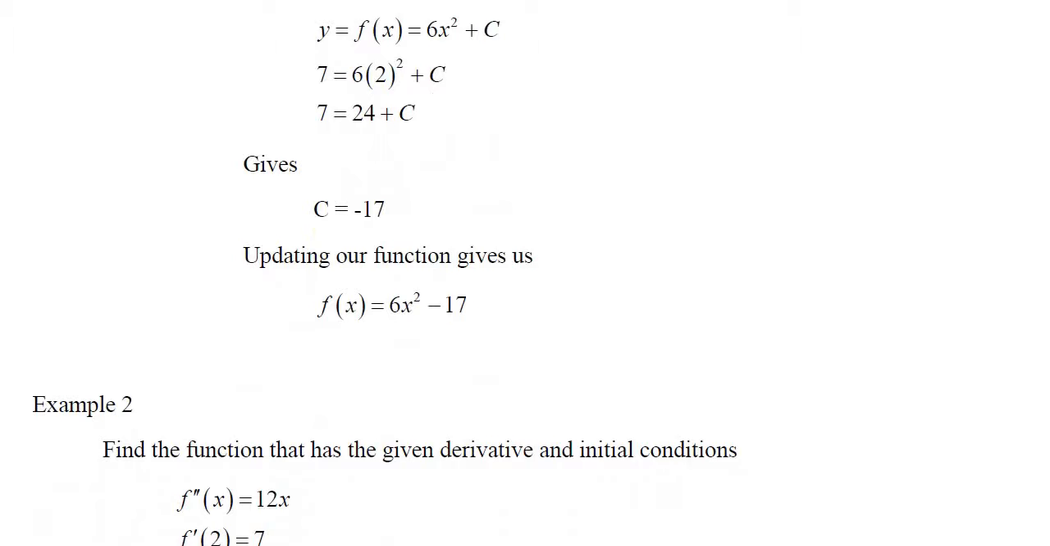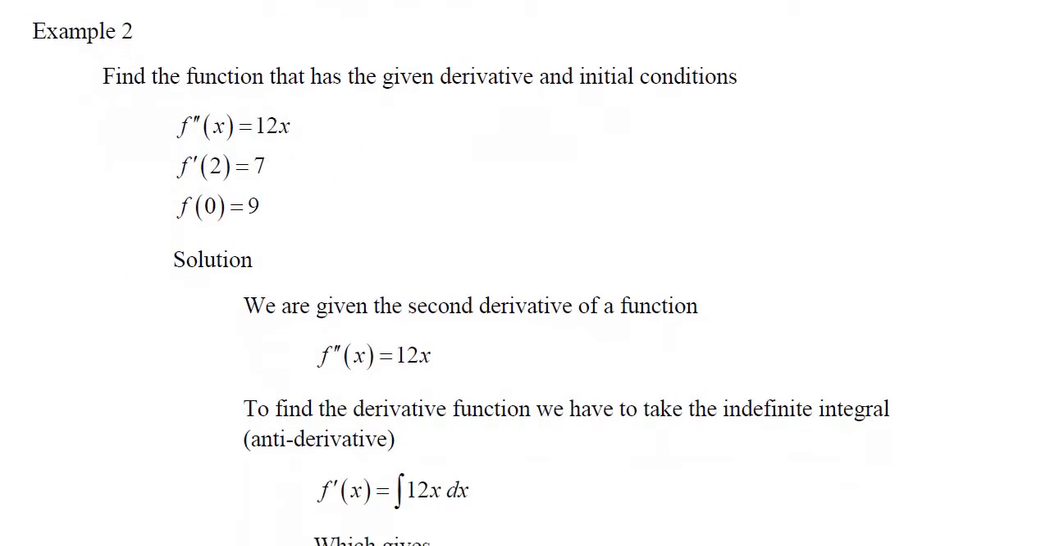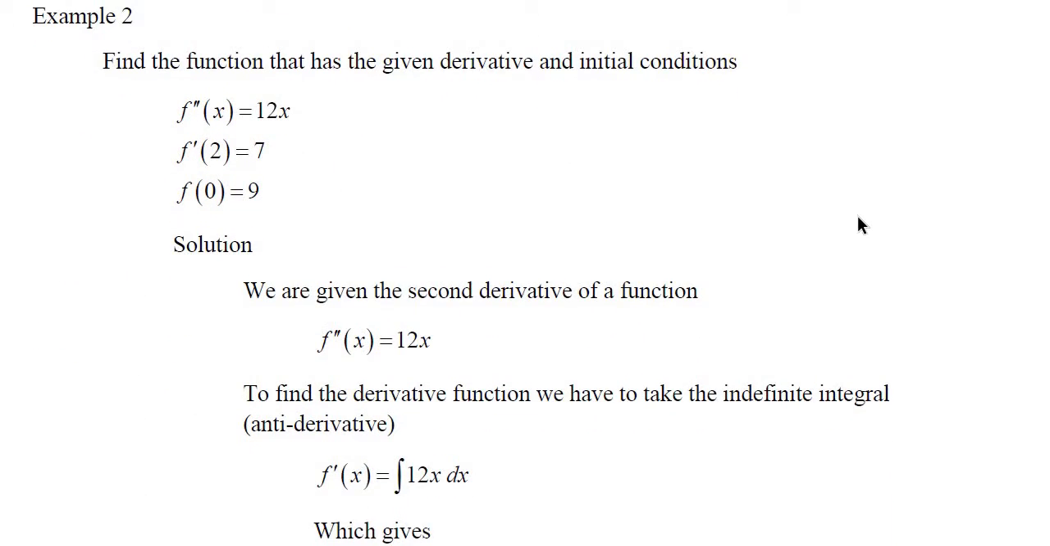Let's take a look at another example. So example 2, find the function that has the given derivative and initial conditions. So the second derivative of our function is 12 times x. And the first derivative, f prime of 2, is equal to 7. So when 2 is plugged into the first derivative, I get an output of 7. And f of 0 is equal to 9.